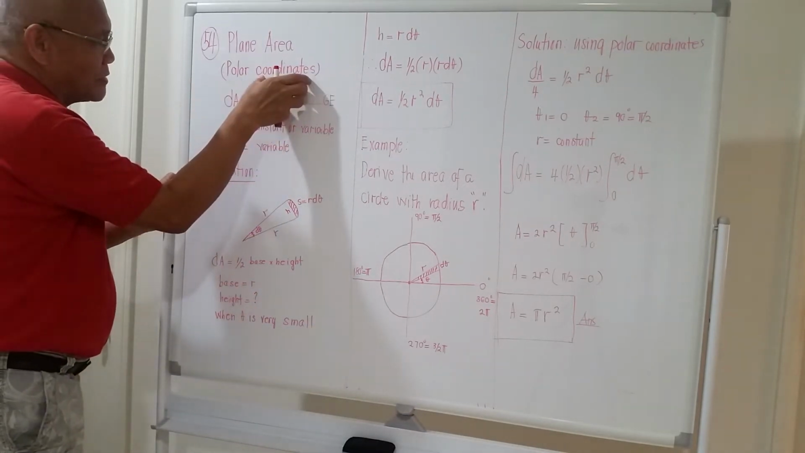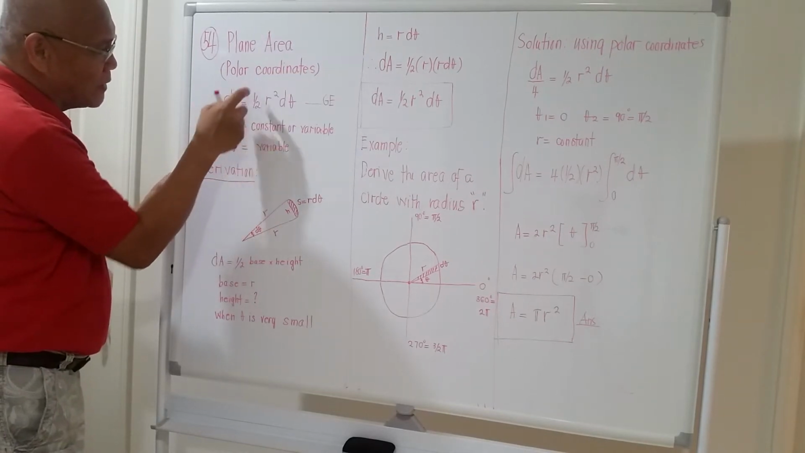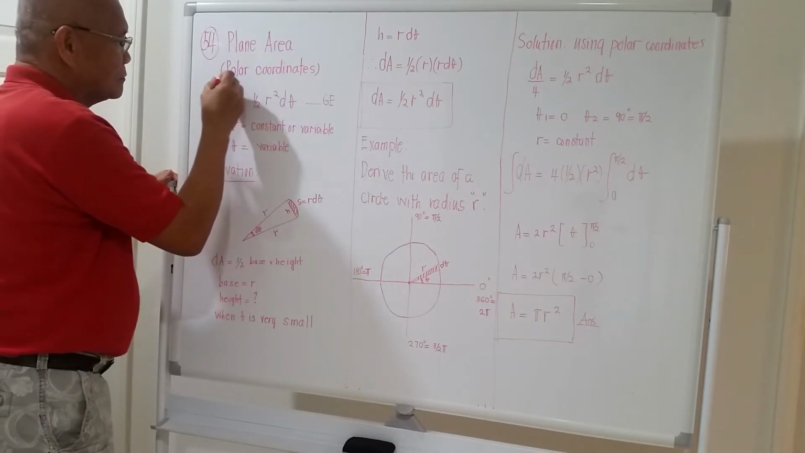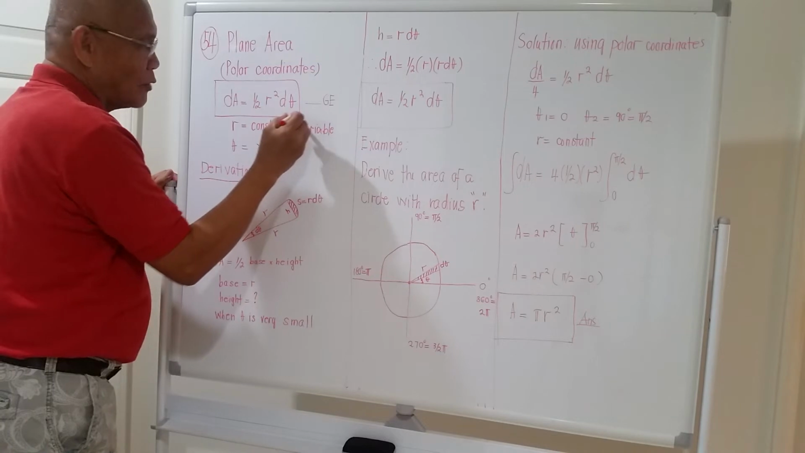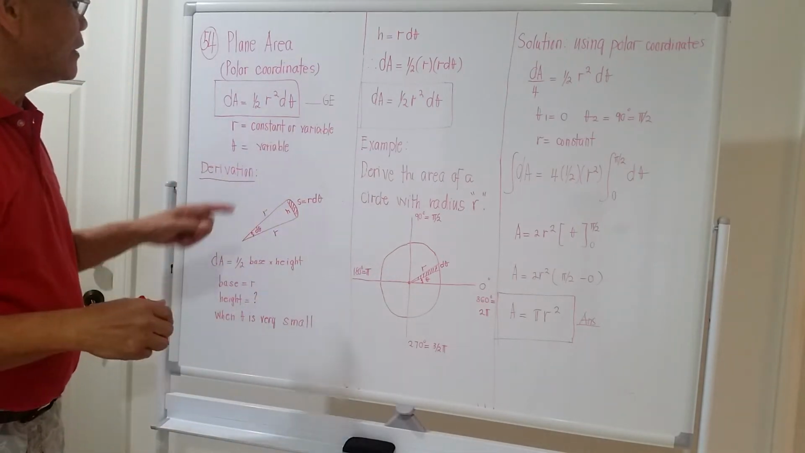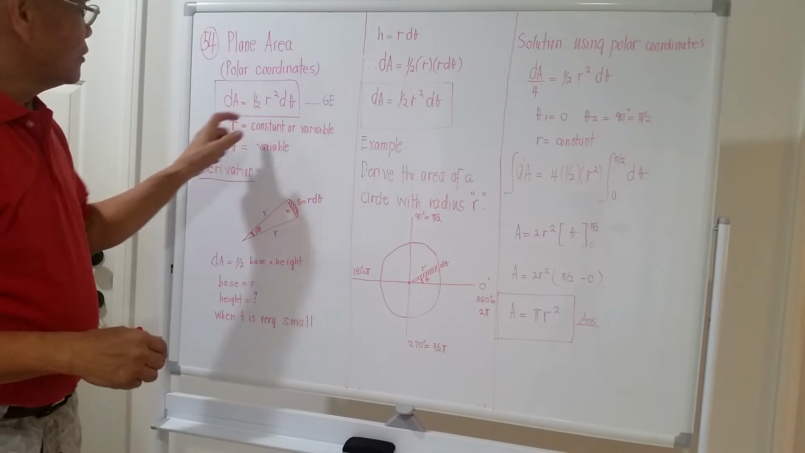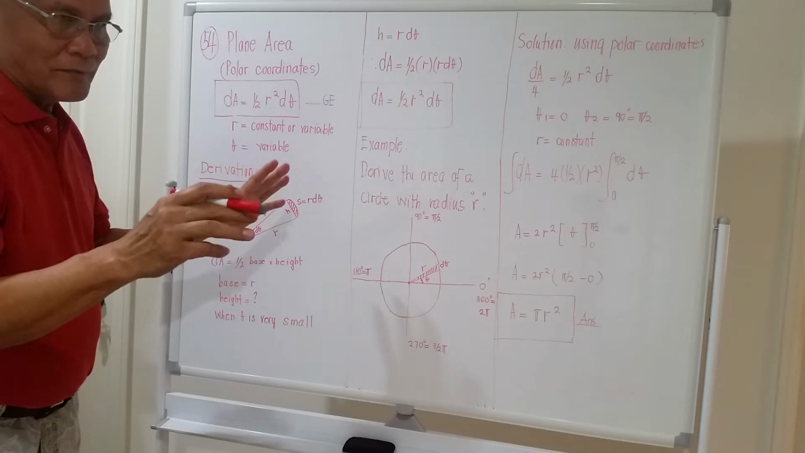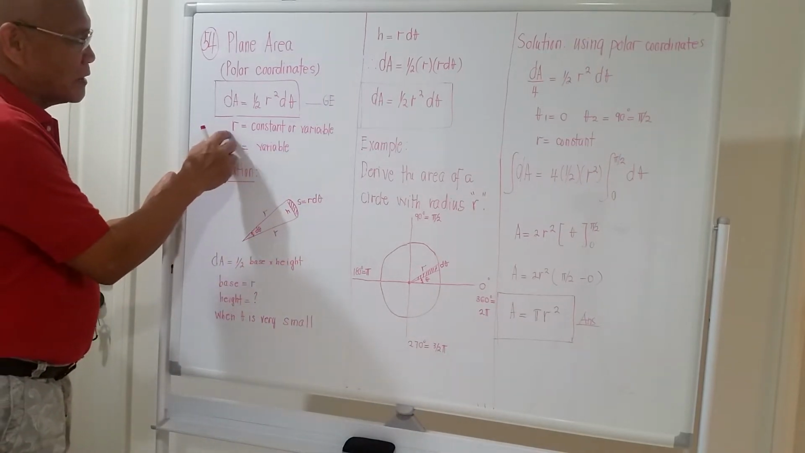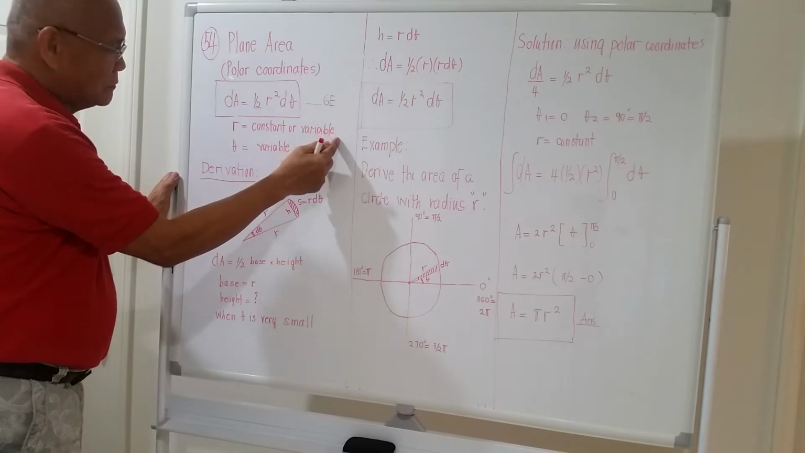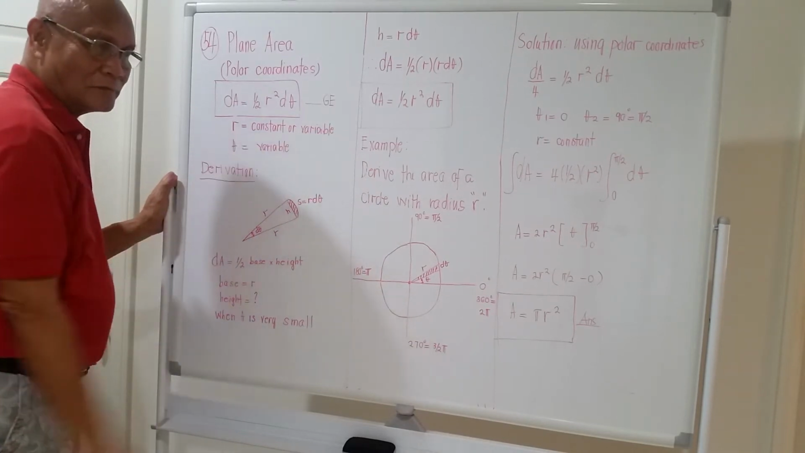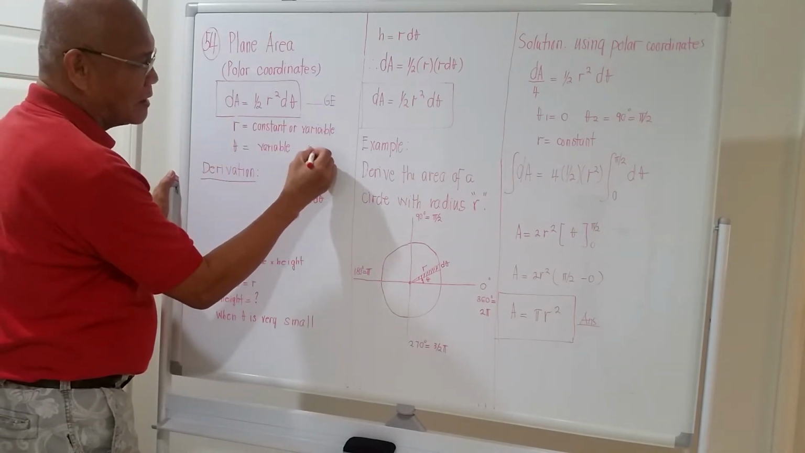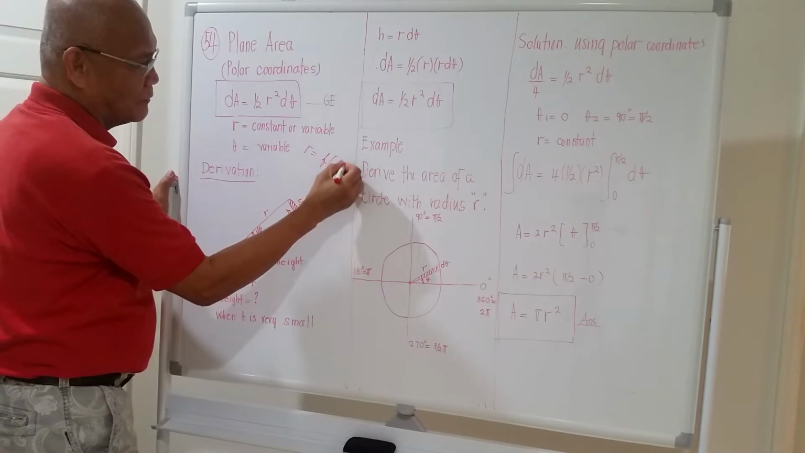For polar coordinates, differential area is 1/2 of r squared differential theta. If the given equation is a polar coordinate equation, meaning in terms of radius and angle, this should be the formula on how to take the differential area of any given function. Okay, r is constant or variable. Theta is variable. Okay, so actually what is given under polar coordinates is r as a function of theta.